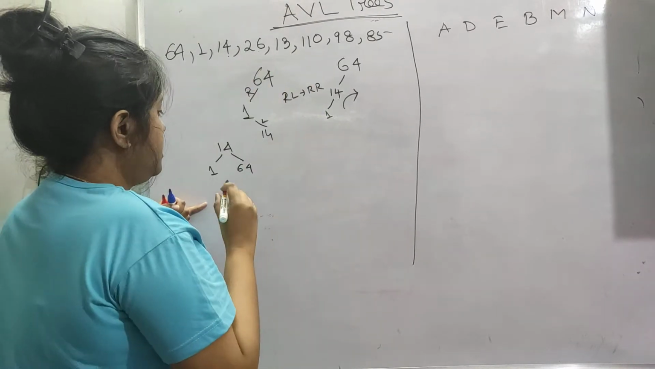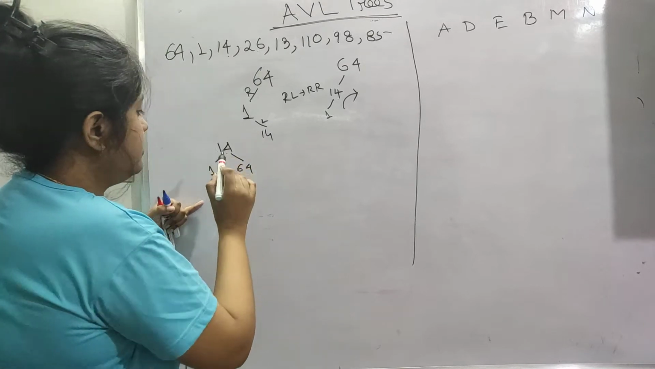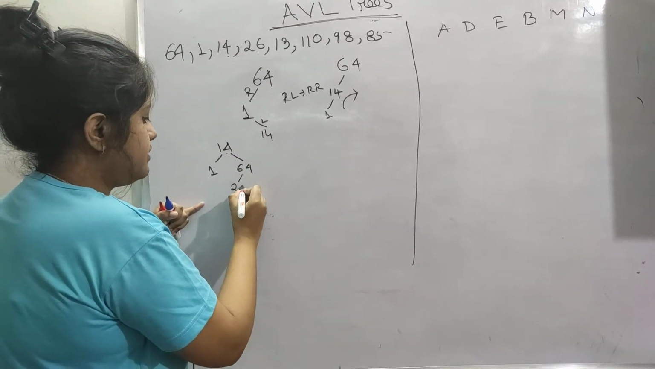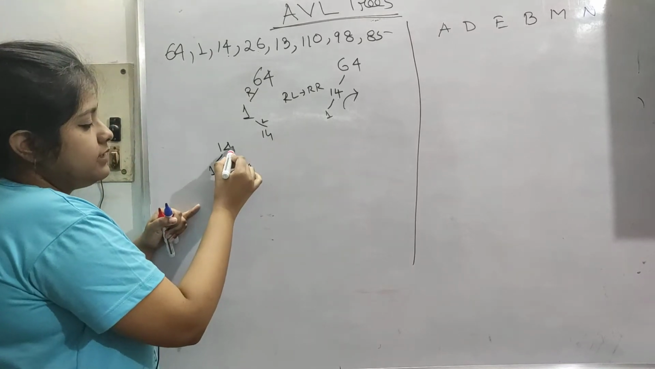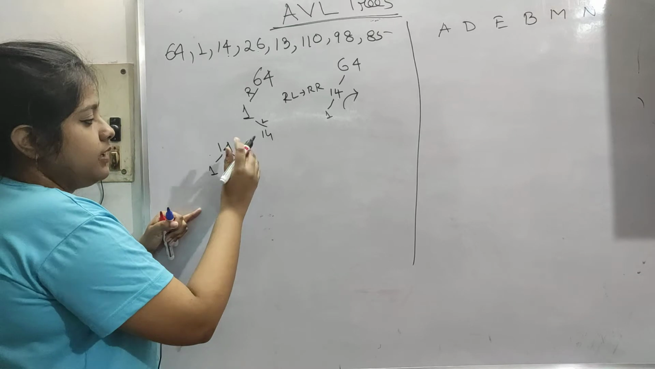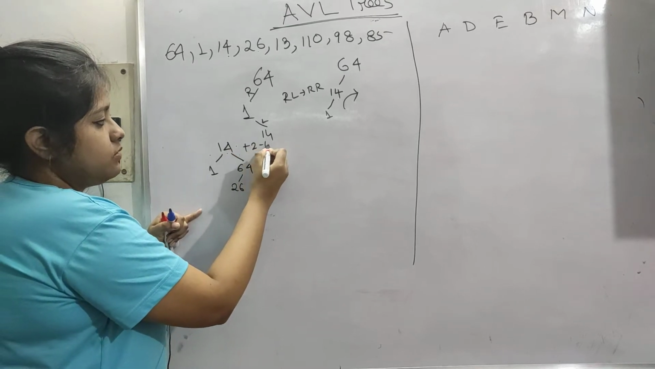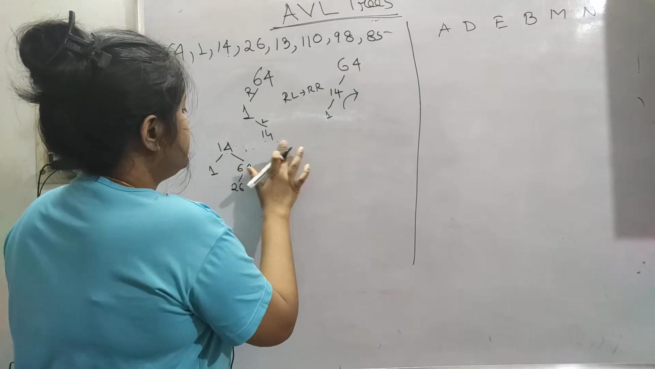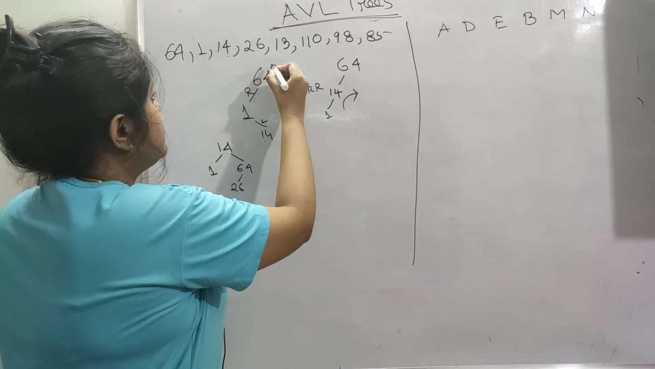Now 26. So 26 is greater than 14 but less than 64. So 26 is here. So here let's see the root, plus 1 and here it is minus 1, plus 1, plus 2 minus 1 is equal to plus 1, which is accepted. So this is AVL, this is balanced. Okay, so now 26 is done.